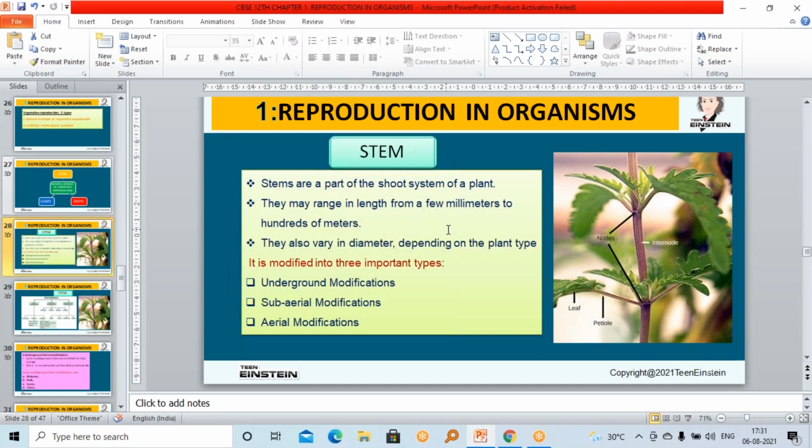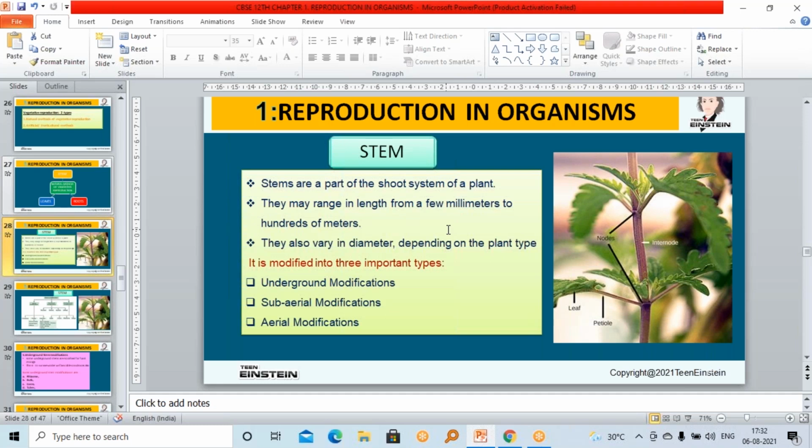There are different types of plants, and they have stems which have different lengths and different diameters. It depends upon the type of plant. Different plants have their shoots in different ways, or the length of the stem will be different and the diameter of the stem will be different. That depends upon the plant type or plant variety.